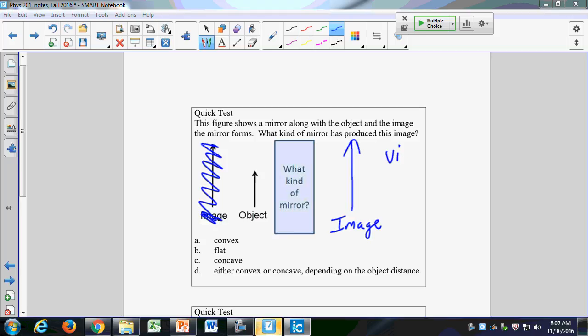First you say it's virtual and upright. Virtual images are always upright. And then a virtual upright image can be produced by any one of the three mirrors, right? So you want to ask yourself about the size.